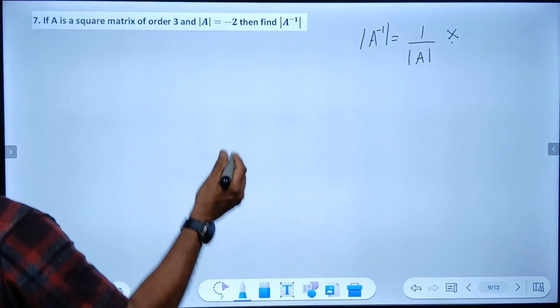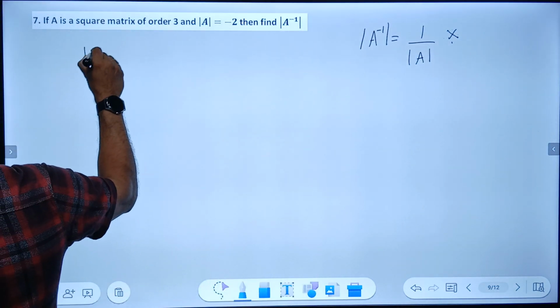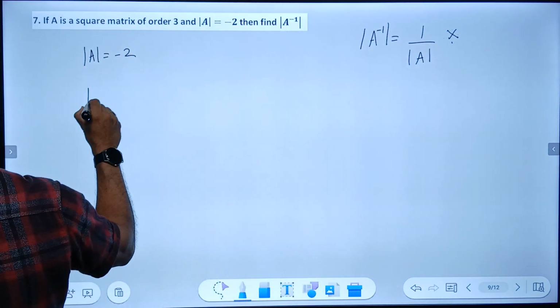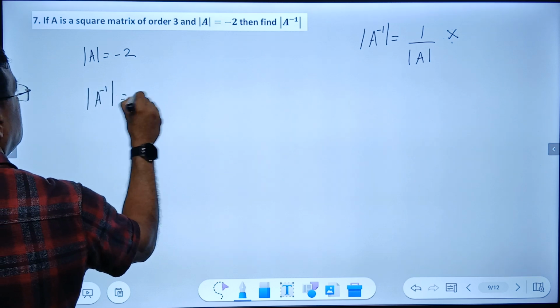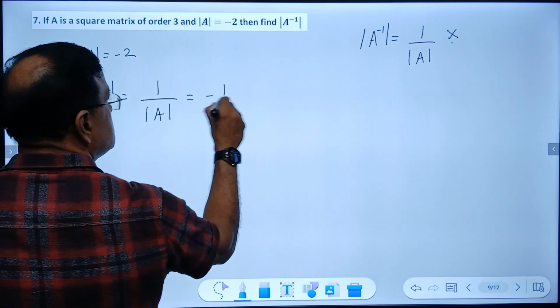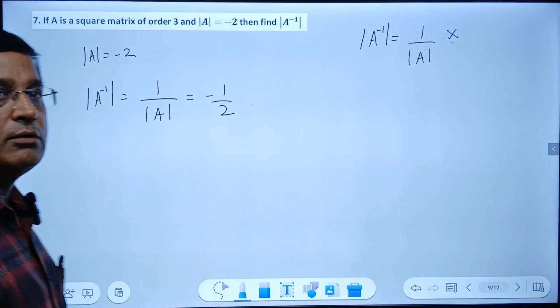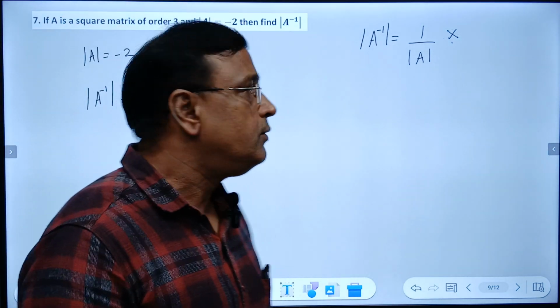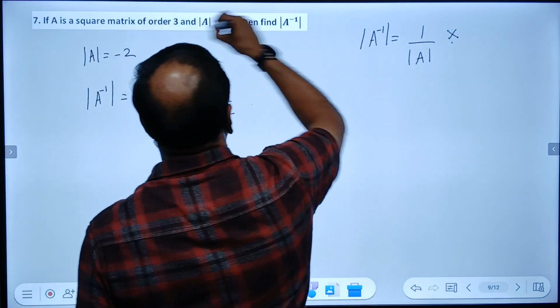Okay, so now what happens? It is given determinant of A equal to minus 2. So I want to find determinant of A inverse. What's the formula? 1 by determinant of A. But determinant of A is minus 2. So the answer is minus 1 by 2. 1 mark. Finished.